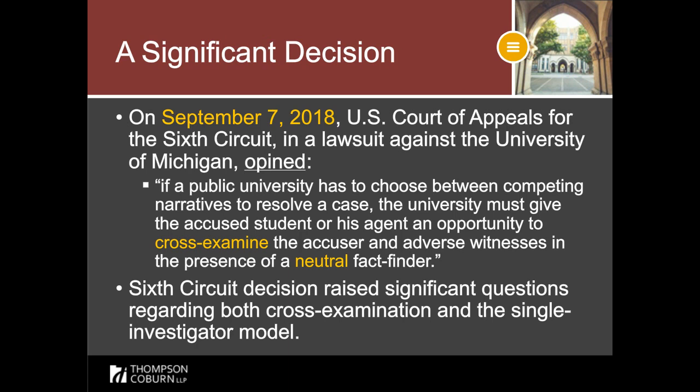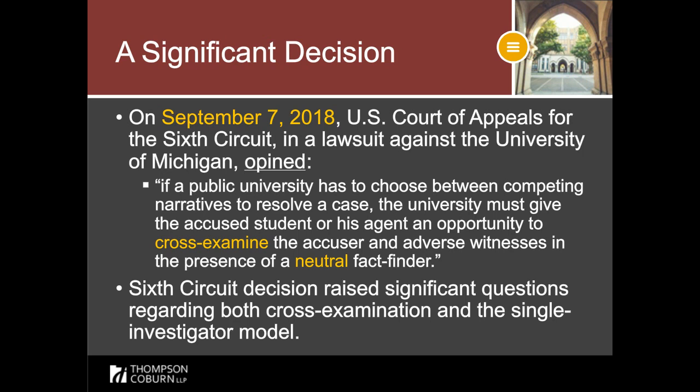But this court came along and said, look, at least at a public university, due process requires that the accused have an opportunity to confront the accuser, whether that be in a live setting or through an intermediary. There's further discussion around that. But the core notion that cross-examination has to be available to the respondent was important to this court.